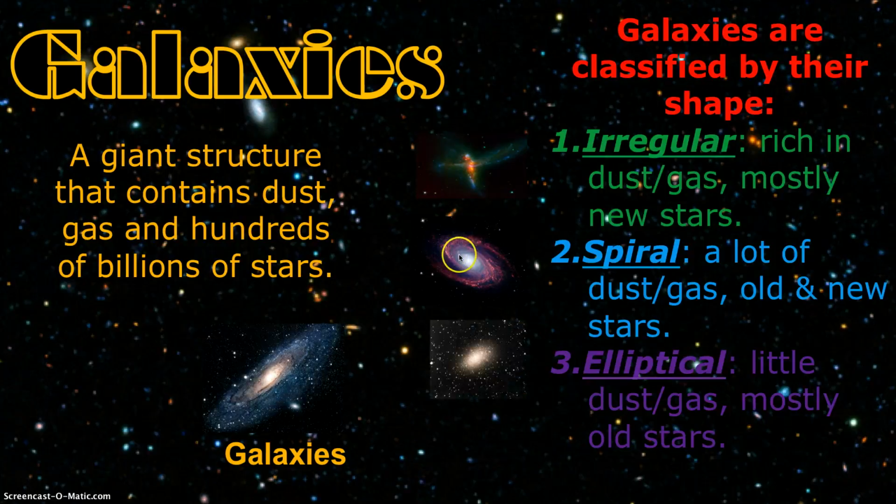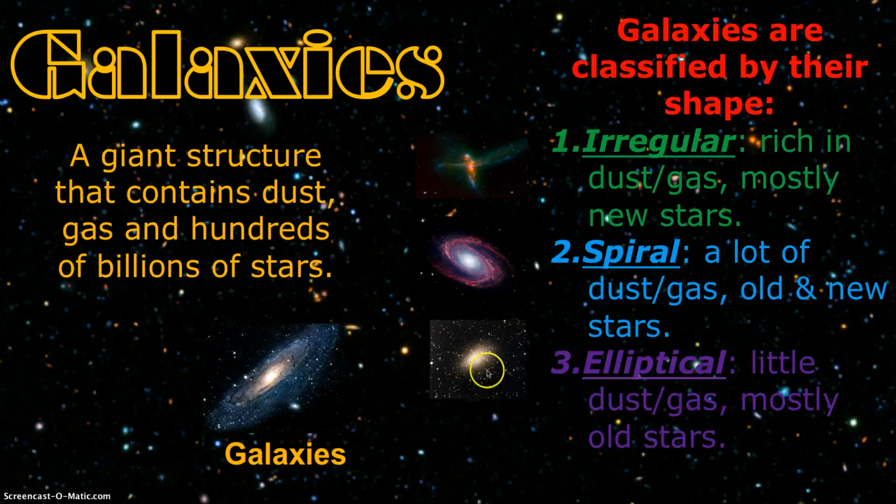The third galaxy type is the elliptical galaxy. They are shaped like round or oval galaxy structures. Now, within elliptical galaxies, there's very little dust and gas present. So no new stars are being formed because there's not enough dust and gas to form those stars. So elliptical galaxies are mostly old stars.